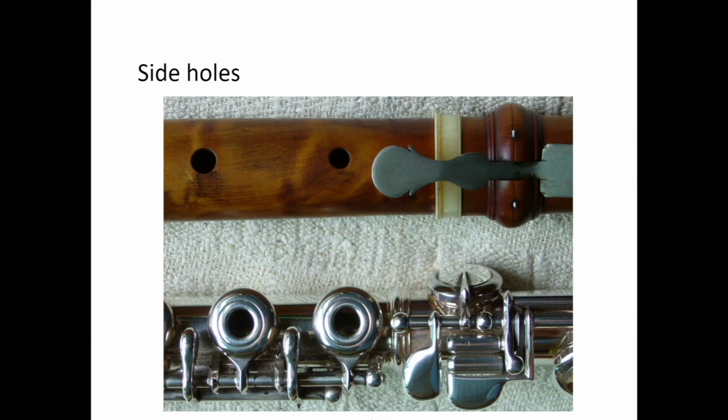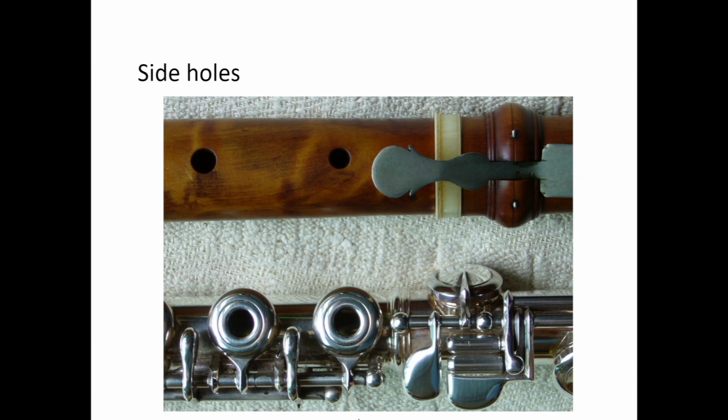We also have to take into account the side holes. Here we have two different flutes. This is a copy of a 19th century traverso with very small side holes here. And as compared to that, we have a modern Böhm flute with much wider tone holes here.